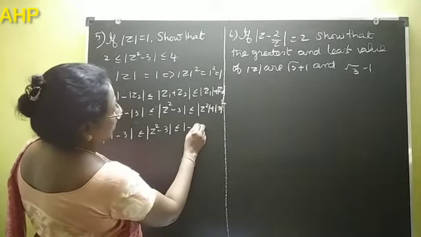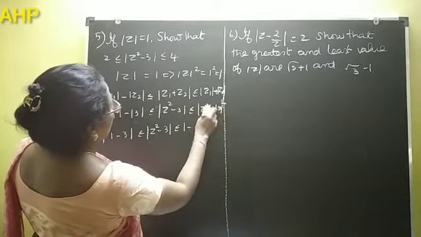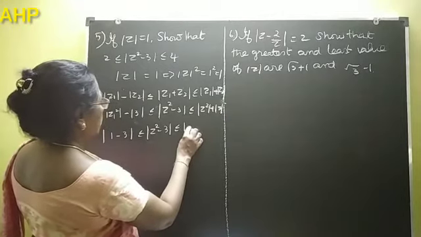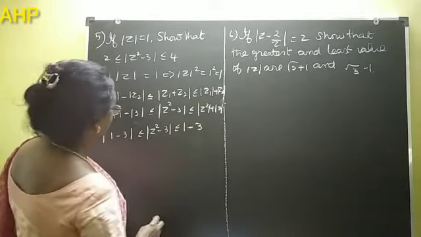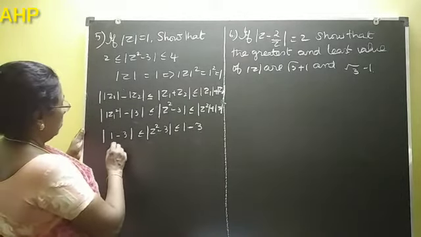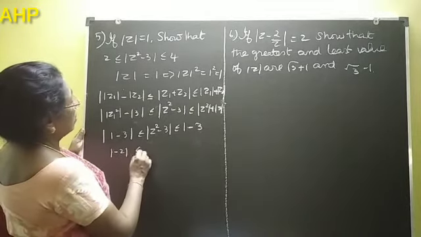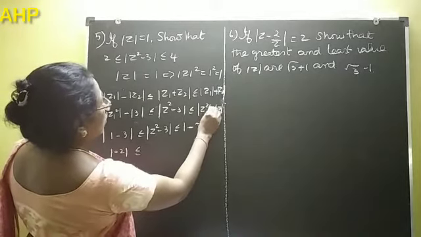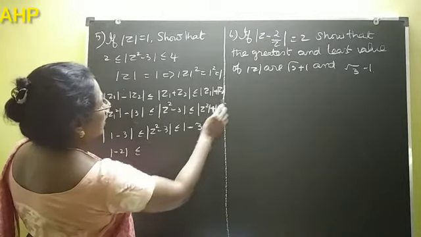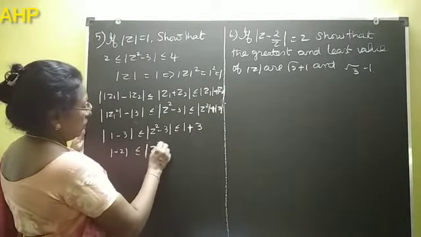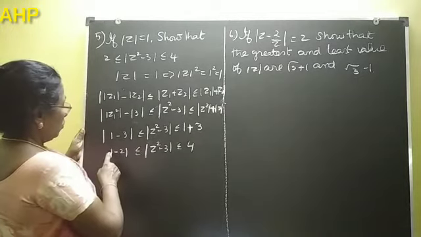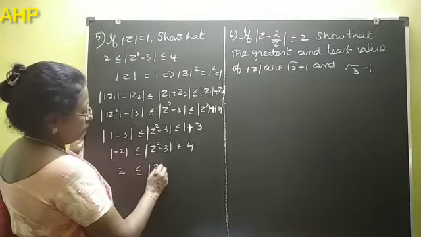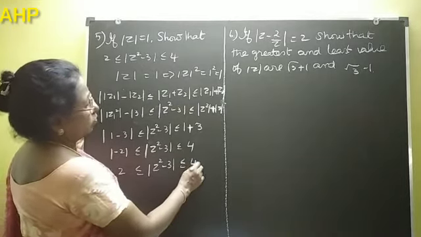This is equal to modulus Z square plus modulus 3. Modulus 3 is just 3, and modulus Z square is 1. So the lower bound is 1 minus 3, whose modulus is modulus of minus 2, which is 2. The upper bound is 1 plus 3, which is 4. So 2 is less than or equal to modulus Z square minus 3, which is less than or equal to 4.